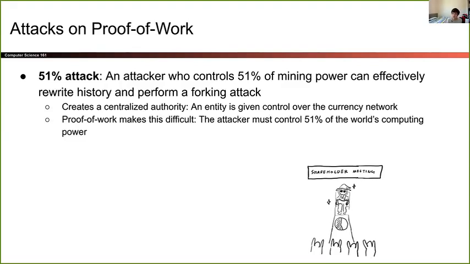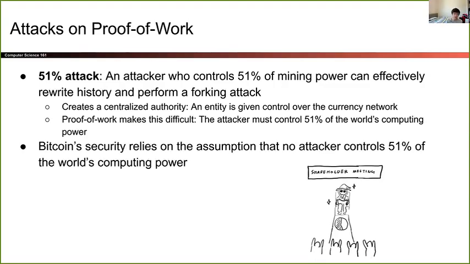In theory, proof of work makes this difficult because 51% of the world's computing power is, in fact, a lot of computing power. It's hard for Mallory to compete with the 7.8 billion people on Earth and somehow have more power than the rest of them combined. So in theory, this makes it difficult. The security, in fact, relies on the fact that no one controls 51% of computing power. And we'll see in a moment why this might not necessarily be the case.